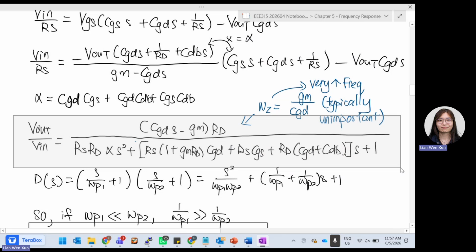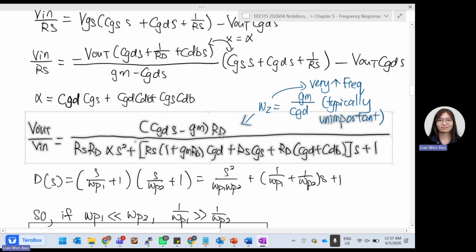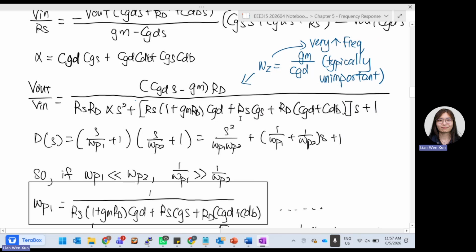This equation gives us very complicated things, but we can find the denominator to be s squared times 1 over omega P1 plus 1 over omega P2, times s, plus 1. You can see s squared over here, and then 1 over omega P1 plus 1 over omega P2 with s over here, plus 1 is over here. So this term looks exactly like this one.